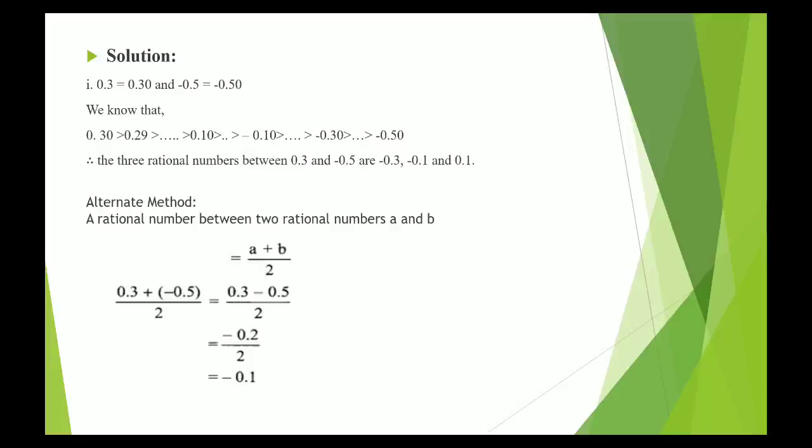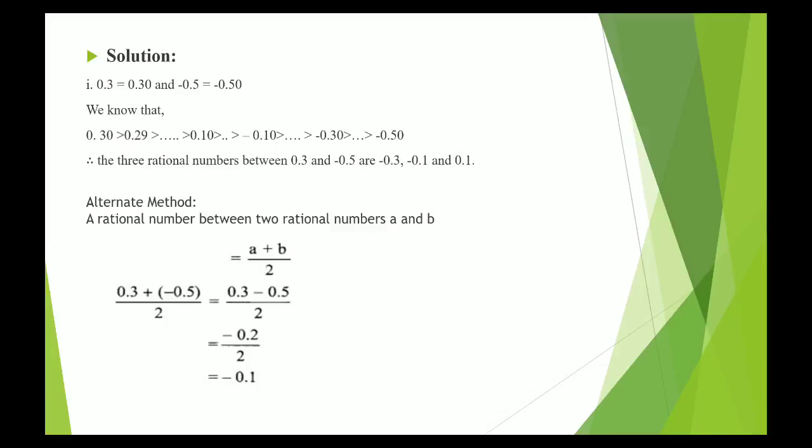So we have so many numbers, as I said, you can pick up any 3 rational numbers between them. So I have written here the 3 rational numbers between 0.3 and minus 0.5 are minus 0.3, minus 0.1 and 0.1. You can write any 3 numbers.